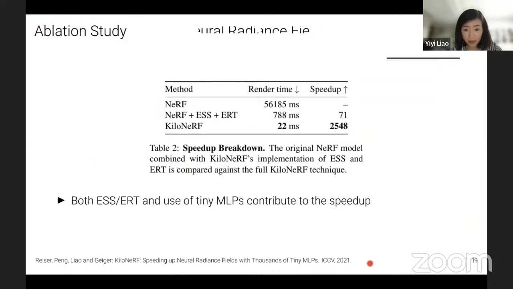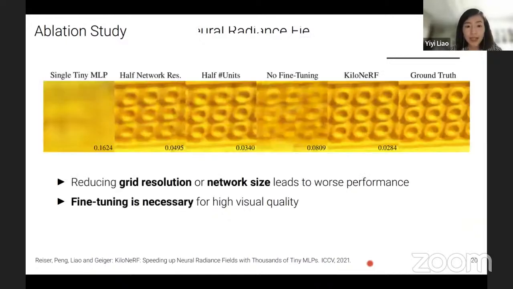And here is one interesting ablation where we show that both the empty space skipping and early termination, as well as the tiny MLPs, contribute to the speedup. And with this combination, we can achieve real-time rendering. In another ablation study, we show that if we reduce the grid resolution or the network size, both lead to worse performance. Also, fine-tuning is necessary for high visual quality. Here we show the image patch without fine-tuning, and we can see these artifacts between the individual MLPs. With fine-tuning, these artifacts are gone.